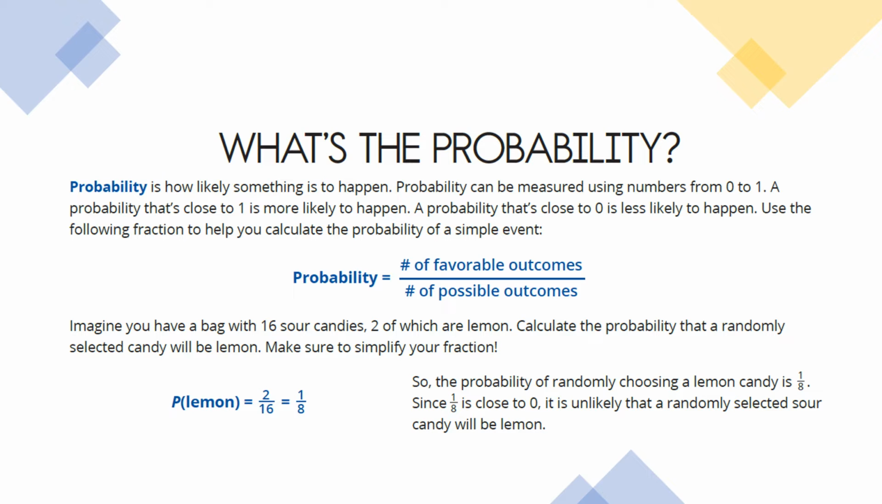Always simplify your fractions. So when you look at this one, you have a total of 16 possible candies, and the one that is favorable is the 2 lemons. So that's where they came up with their fraction right here of 2 over 16. 2 over 16 needs to be reduced, so you can divide the top and bottom by 2, which brings it down to 1/8. So the probability of randomly choosing a lemon candy is 1 over 8, or 1/8. Since 1/8 is close to 0, it is unlikely that you're going to be able to randomly select a sour candy that is going to be a lemon.